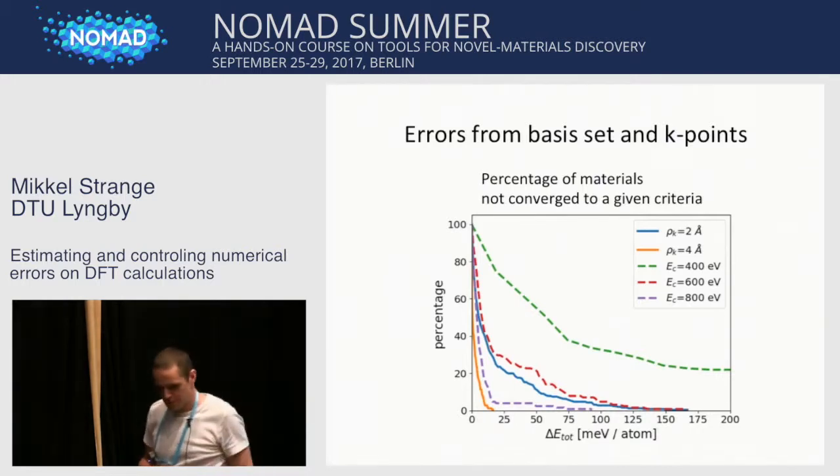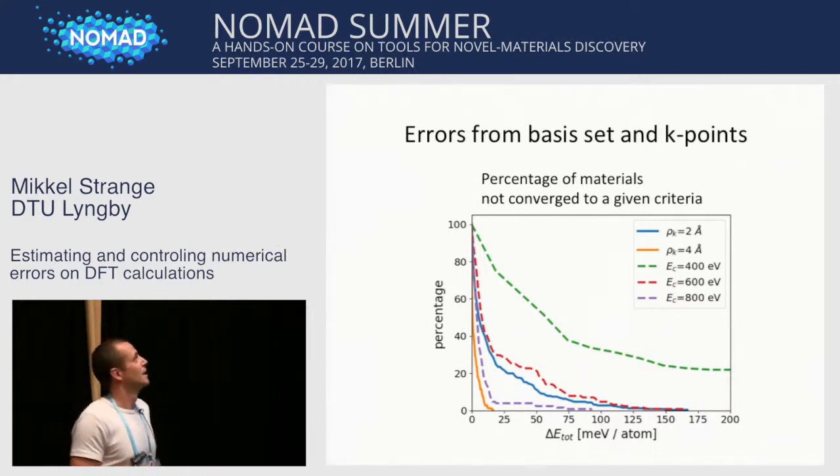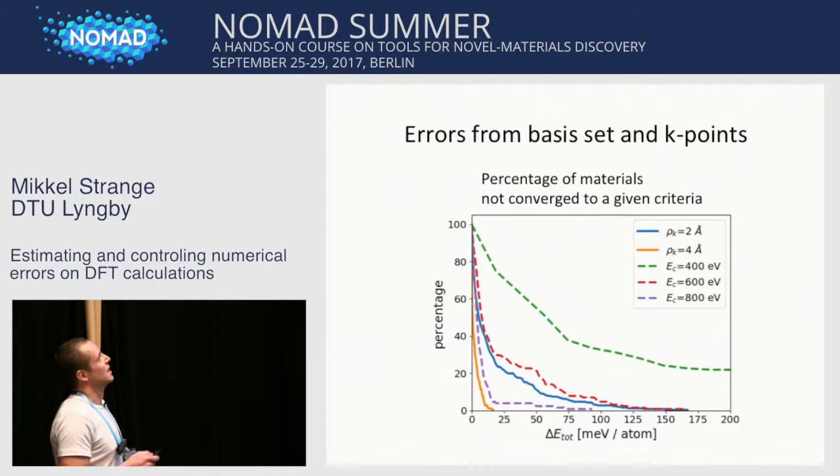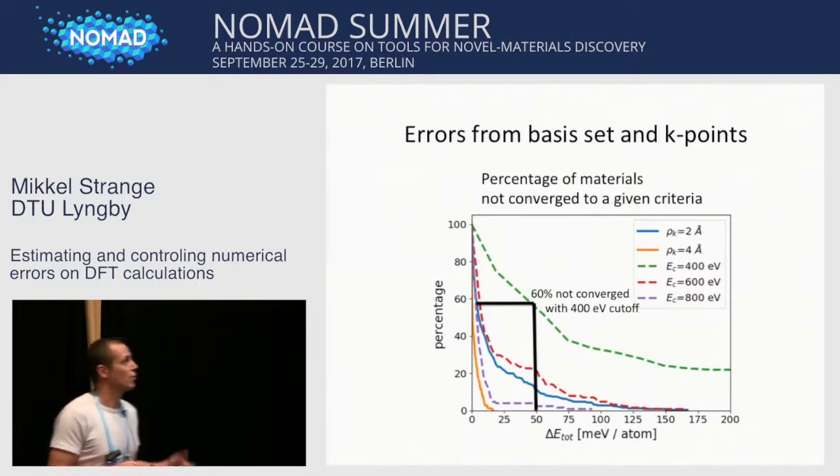So let me just try to wrap up these observations here. It's the same data, just plotted in a slightly different way. What you see here is the percentage of materials that are not converged to a given criterion as a function of the criterion. Just to take an example, let's say I'm interested in having a convergence criterion of 50 milli-electron volts. What can I expect? Well, it turns out that 60% of your materials are not converged if you use a bandwidth of 400 electron volts. So it means you're left with 40% to study if you really want to have this criterion fulfilled.